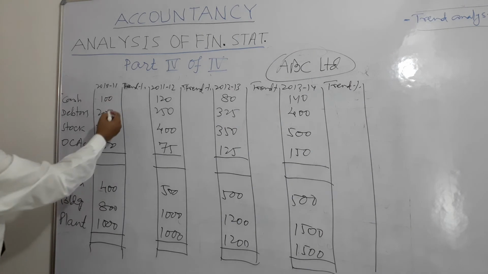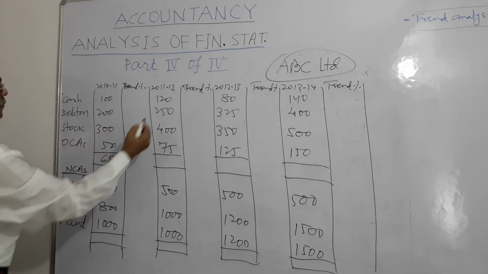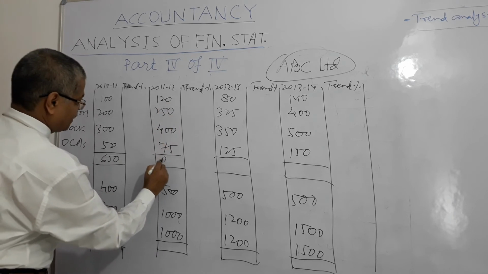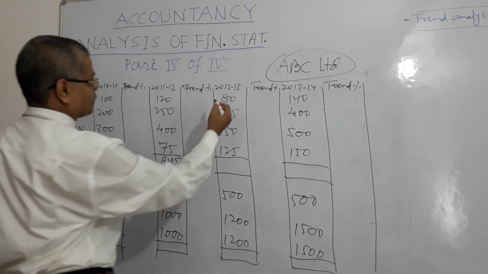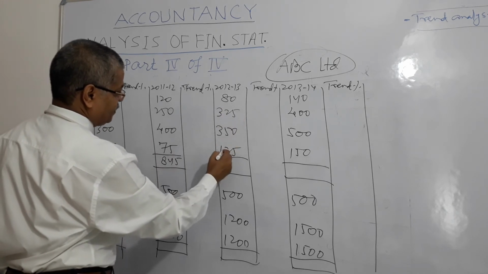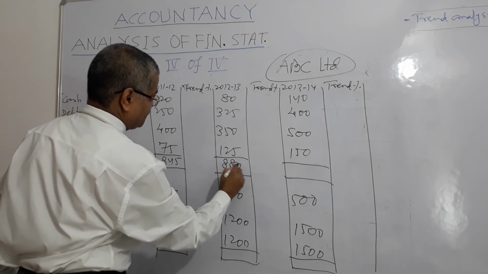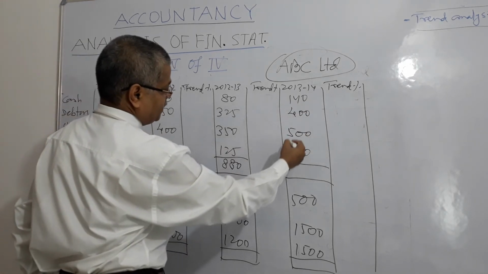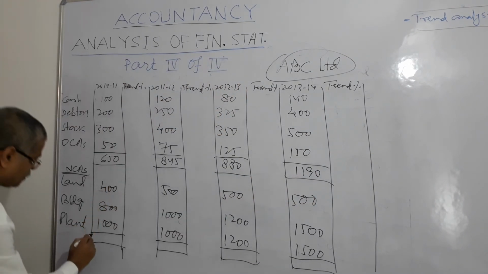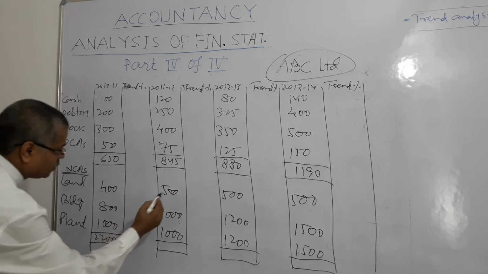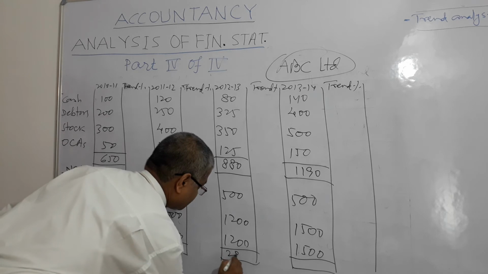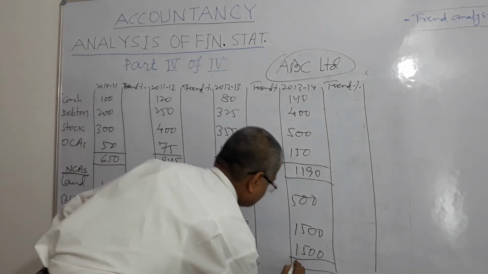So what is that? 650. What is that? 370, 770, 845, 405, 755, 880, 1, 4, 5, 10, 11, 1150, 1190, and here 2200, 2500, 2900, 3500.